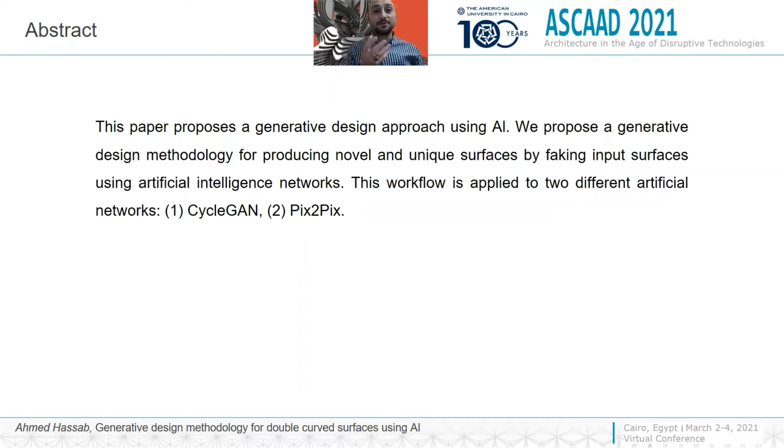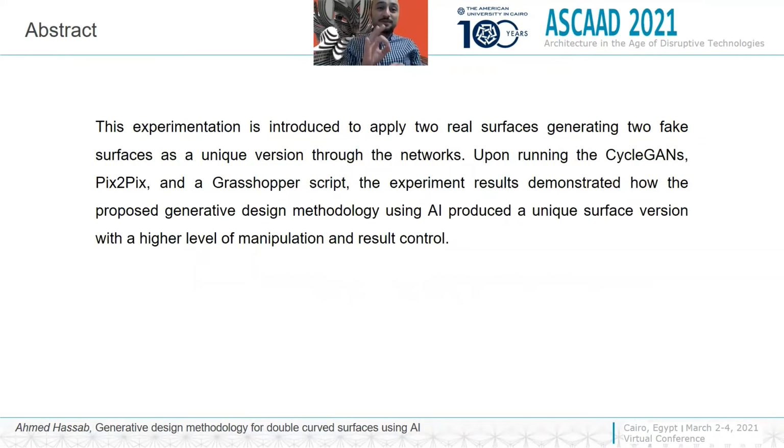This paper proposes a generative design approach using AI. We propose a generative design methodology for producing novel and unique surfaces by faking input surfaces using artificial intelligence networks. These workflows apply to two different artificial networks, cycle GANs and Pix2Pix. This experimentation is introduced to apply to real surfaces.